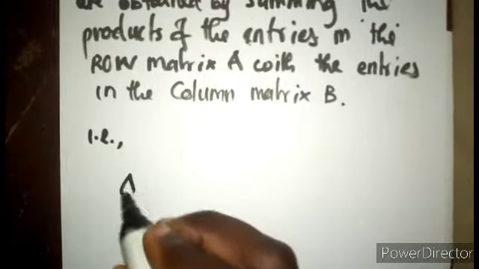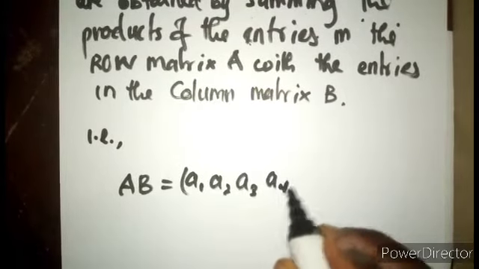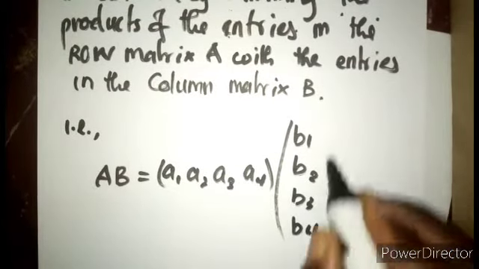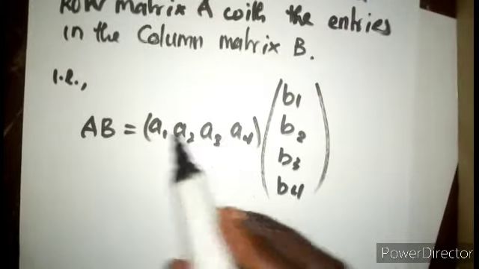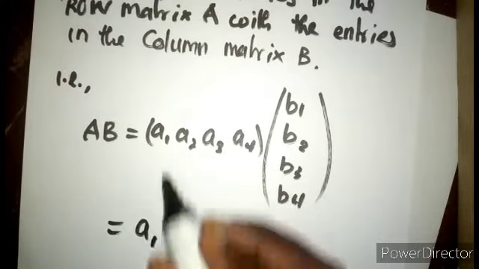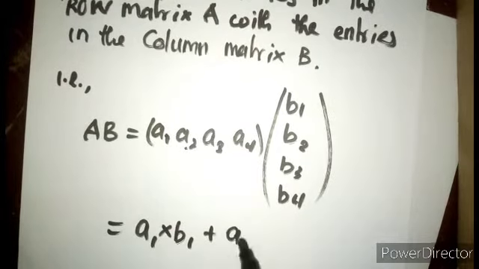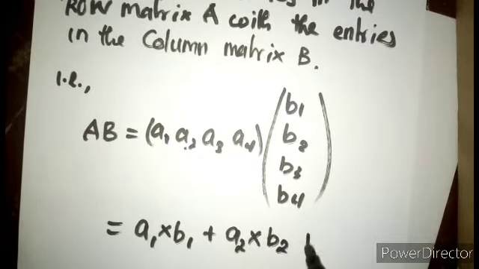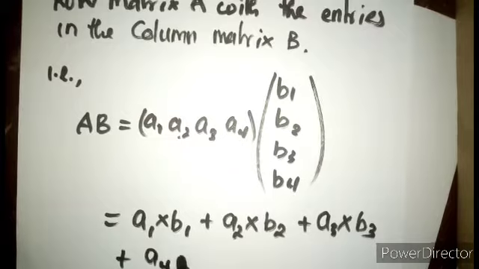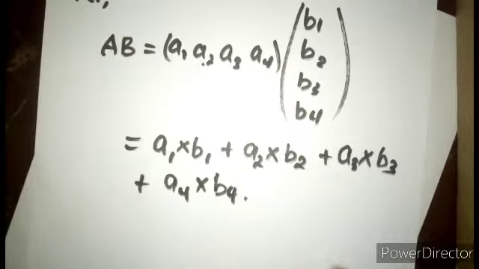That is, AB will be A1, A2, A3, A4 times B1, B2, B3, B4. So we have row times column. Based on the definition, we have A1 times B1 plus A2 times B2 plus A3 times B3 plus A4 times B4. Okay, good.